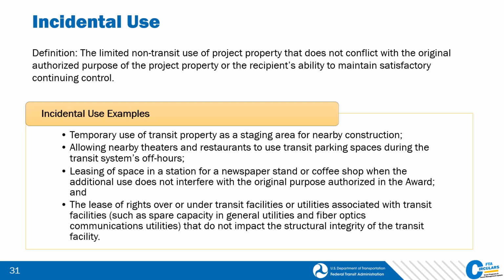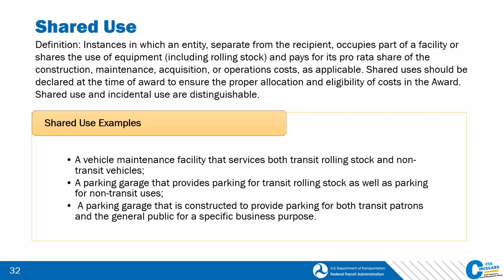These are distinguishable items. Incidental use is the limited non-transit use of project property that does not conflict with the original authorized purpose of the project property or the recipient's ability to maintain satisfactory continuing control. Shared use is when an entity separate from the recipient occupies part of a facility or shares the use of equipment, including rolling stock, and pays for its pro rata share of the construction, maintenance, acquisition, or operations costs as applicable. Shared uses should be declared at the time of award to ensure the proper allocation and eligibility of costs in the award.